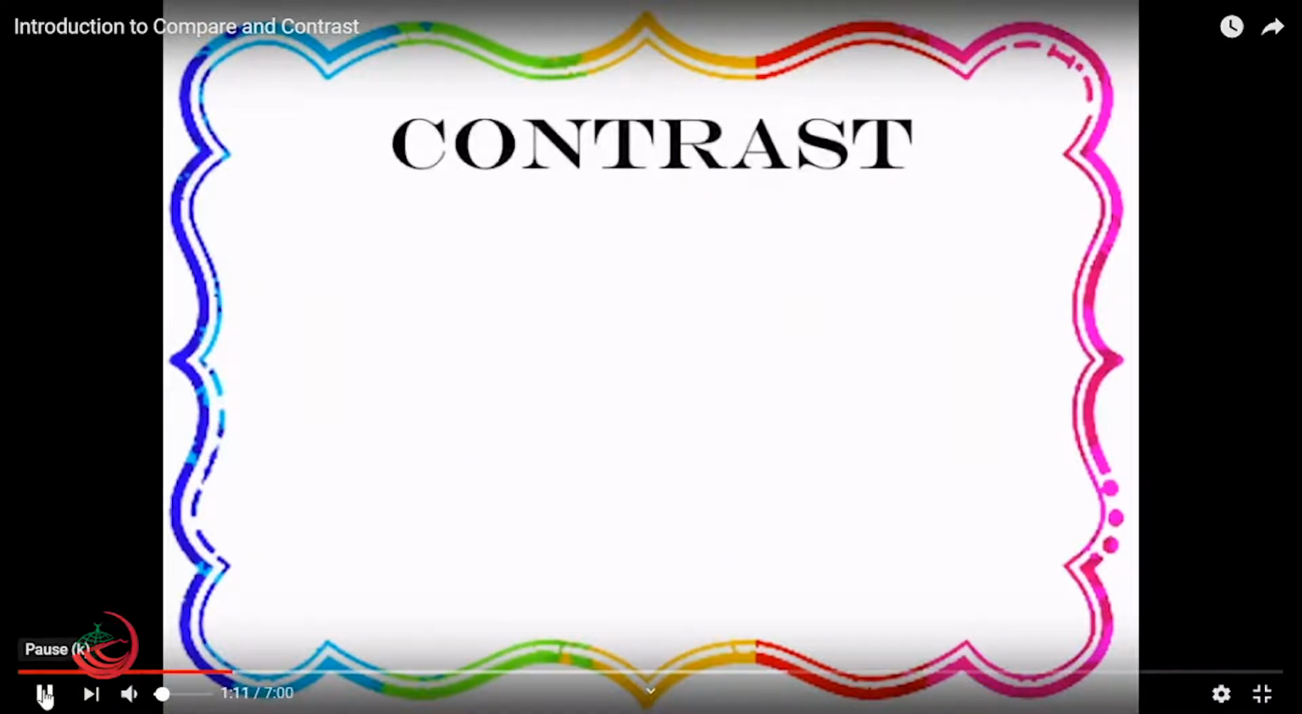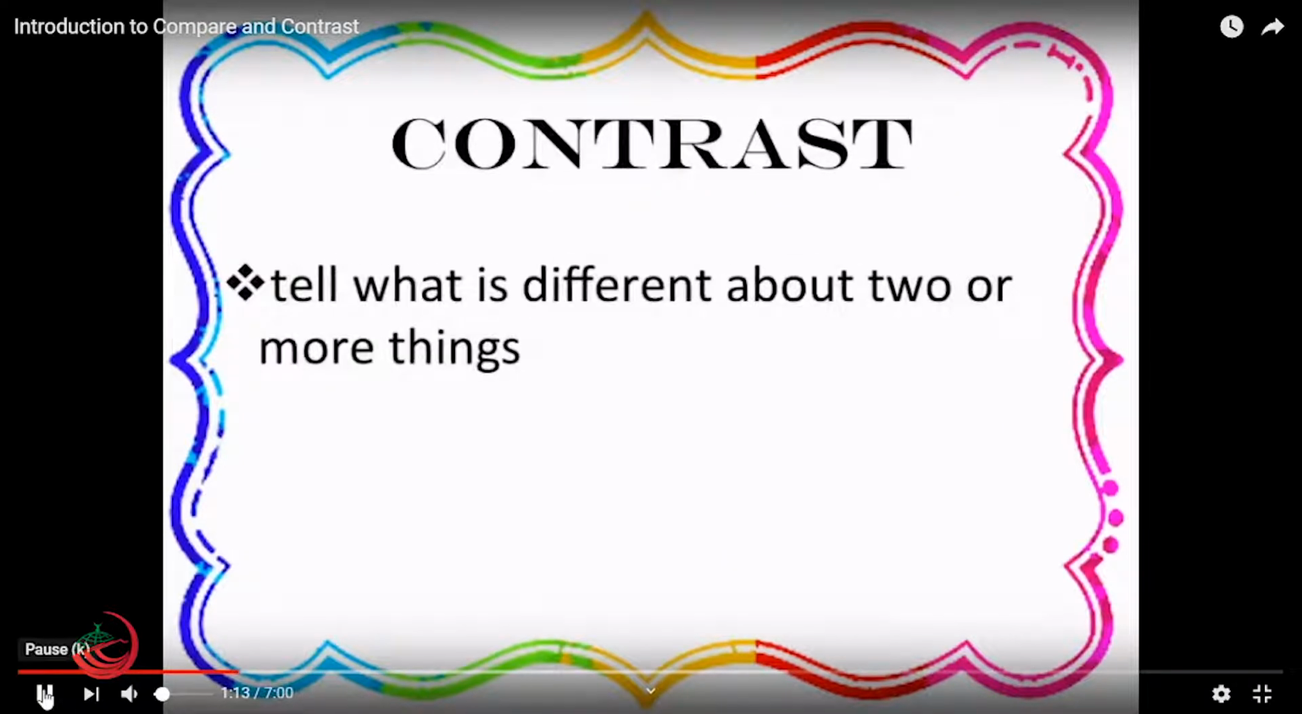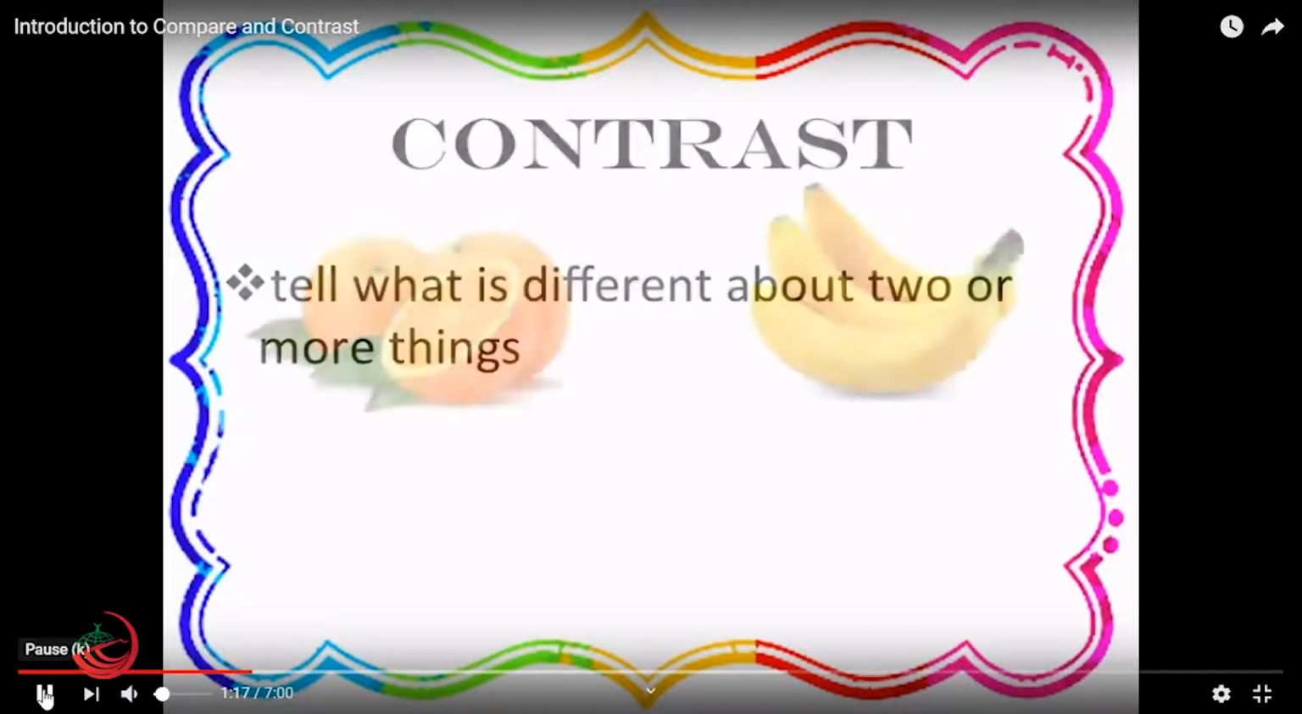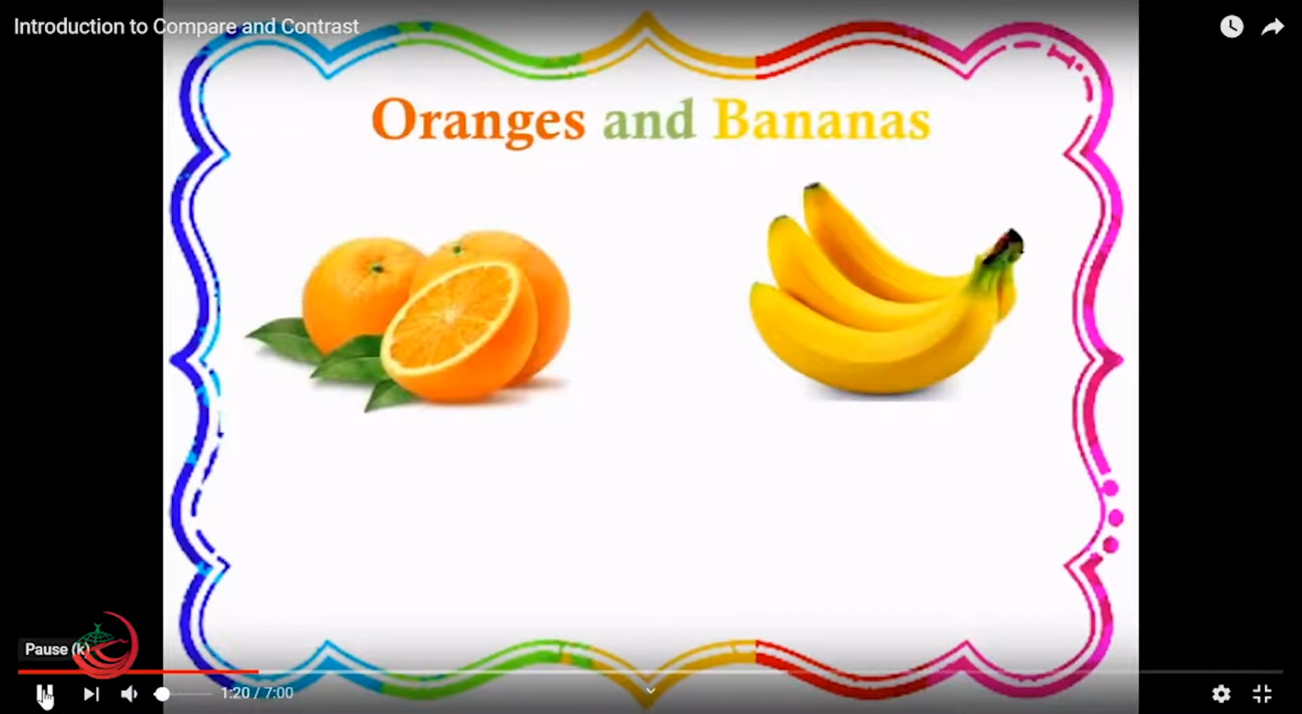All right, let's contrast. We will contrast them. You tell what is different about two or more things. Well, let's look at our oranges and bananas and see if we can come up with a way that they're different. So this is a way they are not the same. I want you to pause the video, and in your ELA notebook, I want you to write down one way that oranges and bananas are different. Pause now.